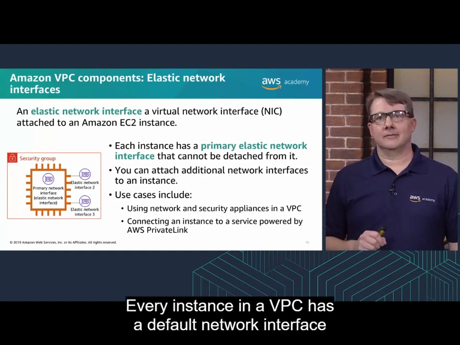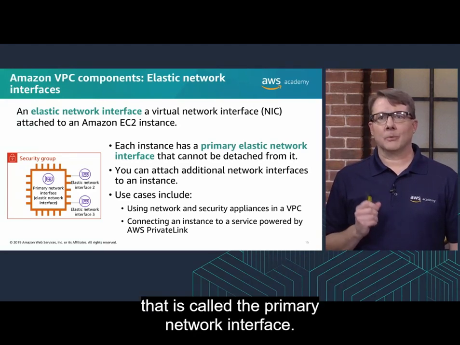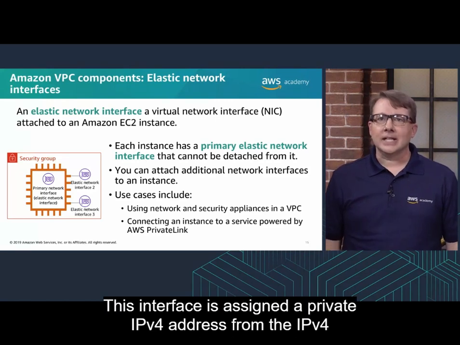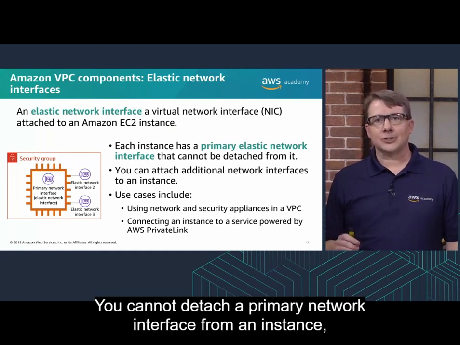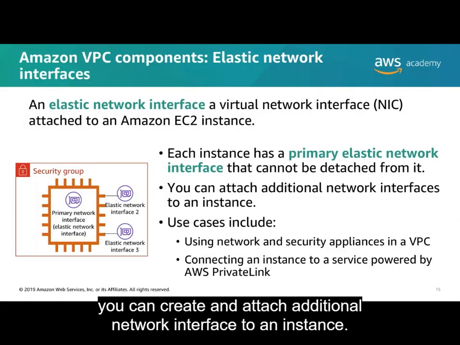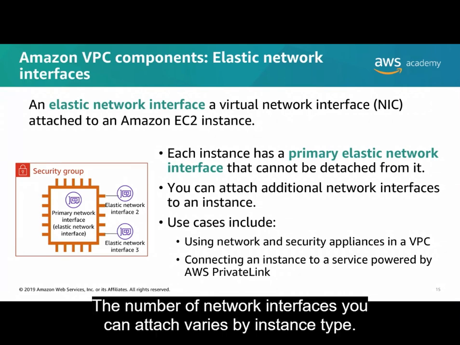Every instance in a VPC has a default network interface that is called the primary network interface. This interface is assigned a private IPv4 address from the IPv4 address range of the VPC. You cannot detach a primary network interface from an instance. You can create and attach additional network interfaces to an instance. The number of network interfaces you can attach varies by instance type.